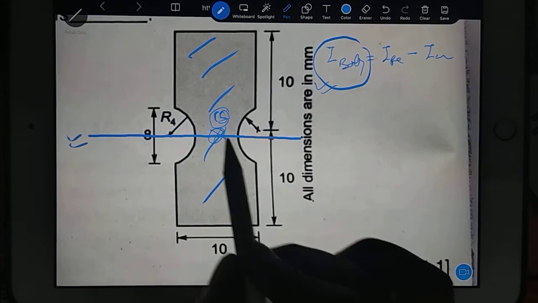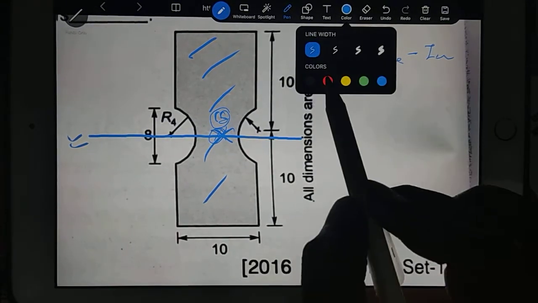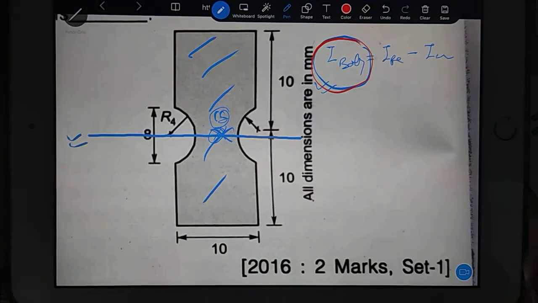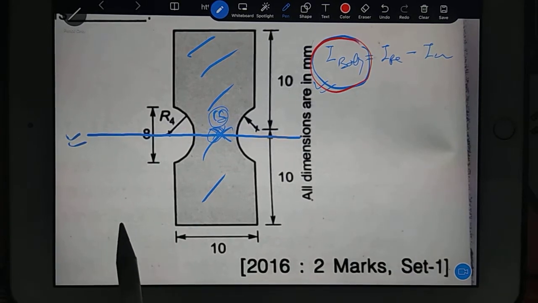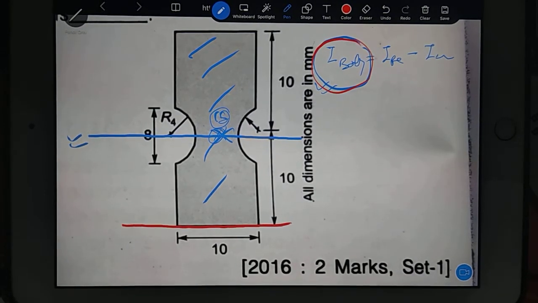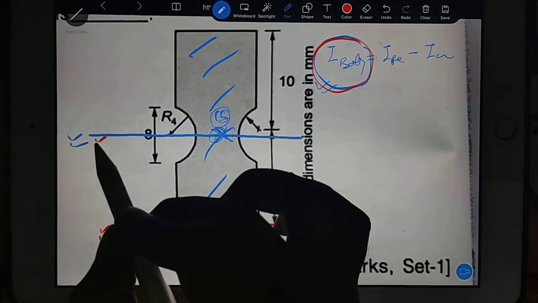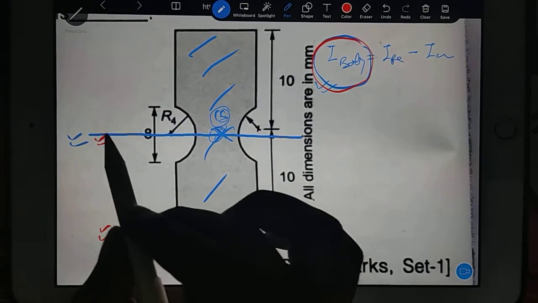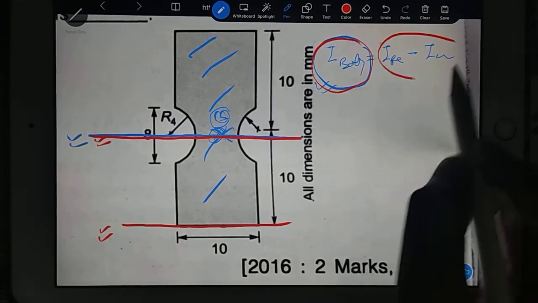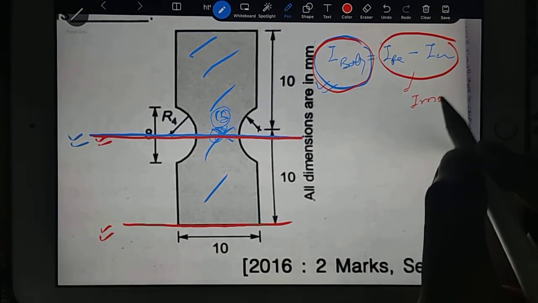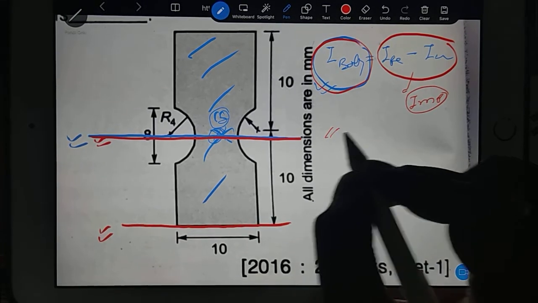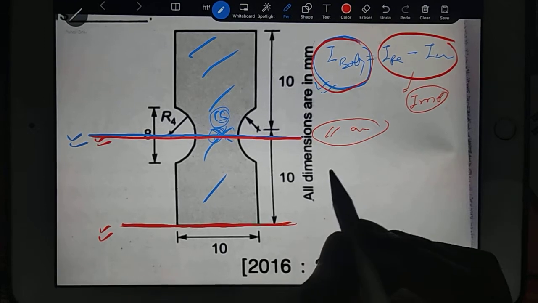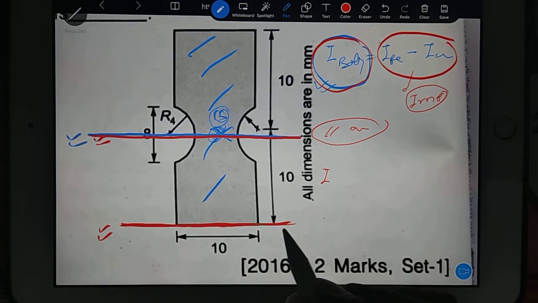Now, that I is passing through the CG, but in the question they are not asking this I. In the question they are asking about this axis. So this axis and this axis, they are parallel, so you apply the parallel axis theorem. About this axis, whatever answer you get, that answer is important for us, because we use that answer in the parallel axis theorem concept. Now about this axis, how will you find out?